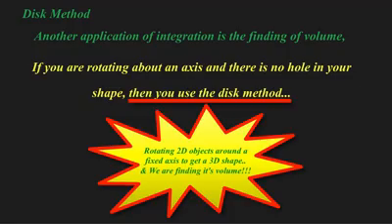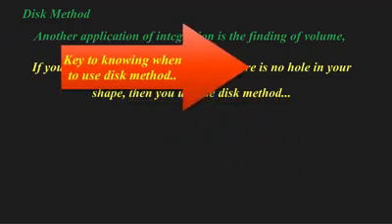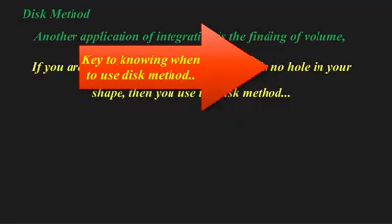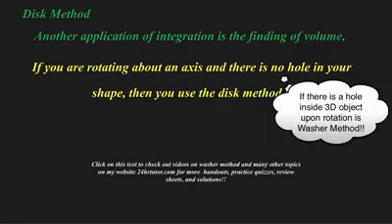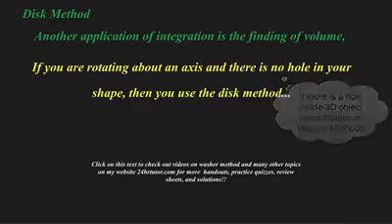I'll show you what I mean in one of the example videos. Alright, so when you're rotating about an axis and there's no hole, then you're going to use the disk method. Okay, if there's a hole, you're going to use something called the washer method, and that has its own video. Don't worry about that, we're just getting started.